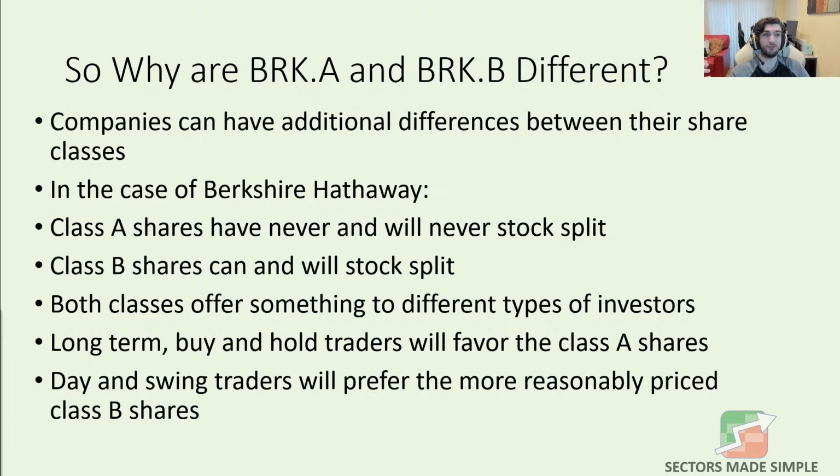So those are the three main classes. Class A usually holds the most voting rights and is typically the most expensive. Class B, fewer voting rights, most of the time. Google flips that backwards, where Class A is 1 share per 1 vote, and Class B, which you cannot buy, is 10 votes per share.